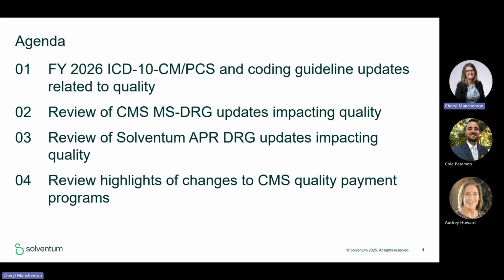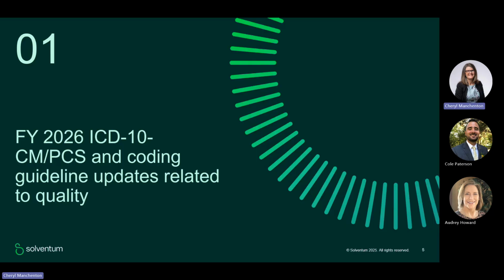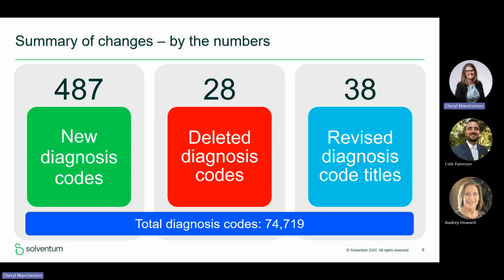Our agenda is to look specifically at the ICD-10-CM and PCS coding updates, the coding guide updates, the DRG updates, the Solventum APR DRG updates, and then any highlights of significant changes to the CMS quality programs. So let's get started, and we will kick it off with first the updates to the ICD-10-CM and PCS and coding guidelines, and how they relate to quality. Audrey, I'm going to turn it over to you.